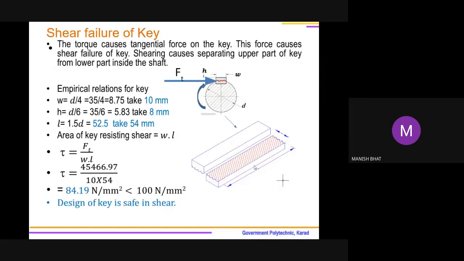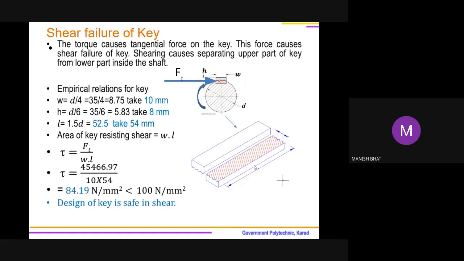Height, empirical relation is what? D by 6. So it comes out to be 5.83. I will be taking 8 millimeter. So a rectangular key of 8 by 10 I have used. You may say I am selecting a square key, so it will be 10 by 10. It is also possible. Length of key will be equal to length of hub. So it is 1.5 times diameter. So it will be 52.5. We'll be taking 54 millimeter.